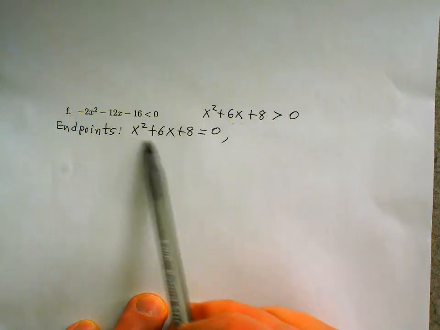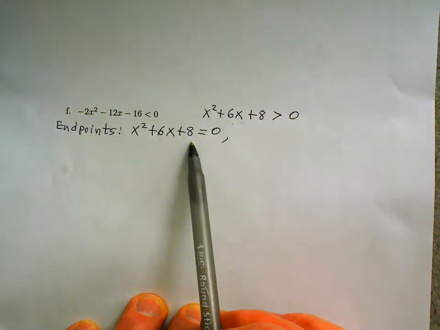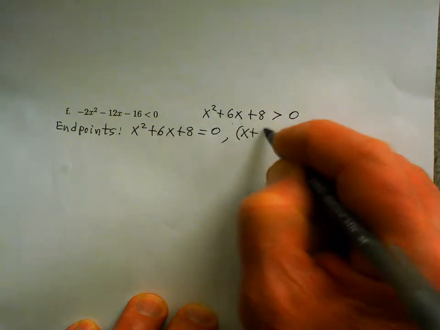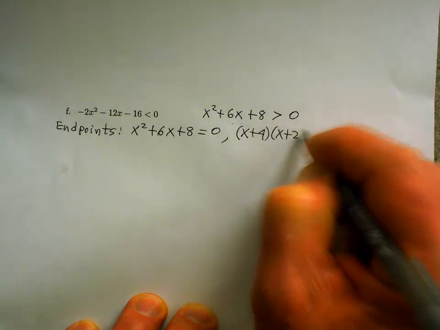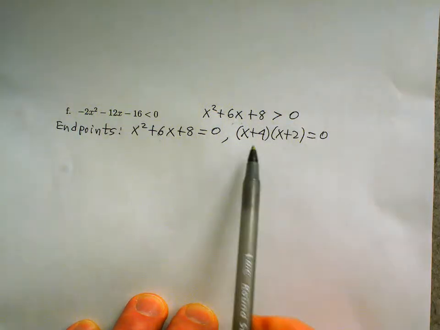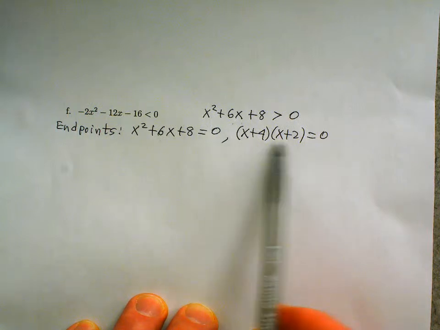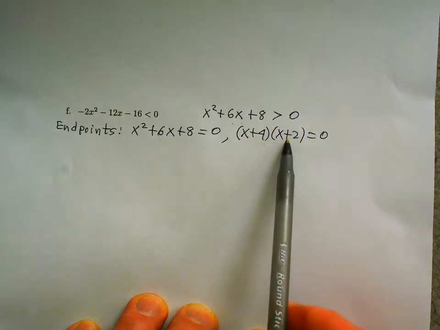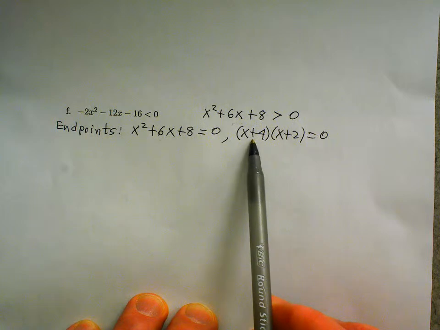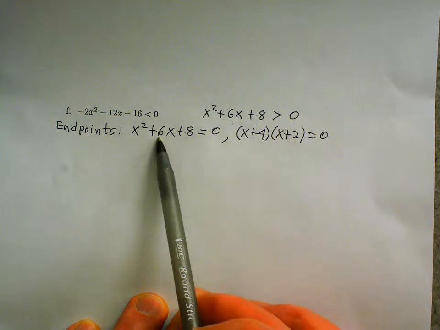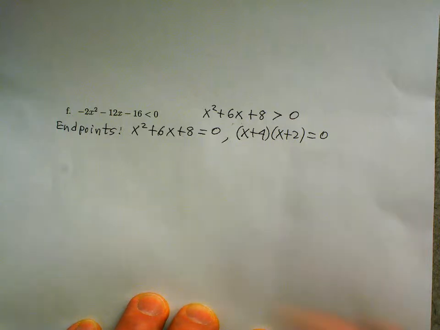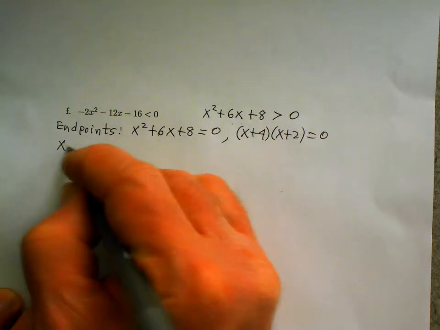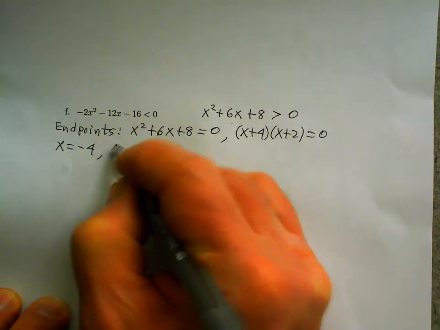It looks like this is factorable with integer coefficients. So one of the factors is x plus 4, the other one is x plus 2. And you can visually verify by multiplying that we have the correct factors. Positive 4 times positive 2 is positive 8, and positive 4 plus positive 2 is positive 6. So that verifies that these are the correct factors. So the endpoints are negative 4 and negative 2.